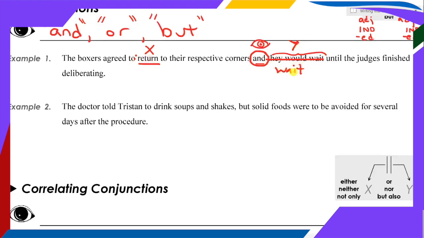Now there are a couple of other ways to see this. For instance, some students think that the agreed is the x. The boxers agreed to return and waited until the judges finished. That's perfectly fine also, as long as we have parallelism. As long as we have balance, we're okay. But certainly, the way the sentence stands now, it is not balanced. So that is example 1.